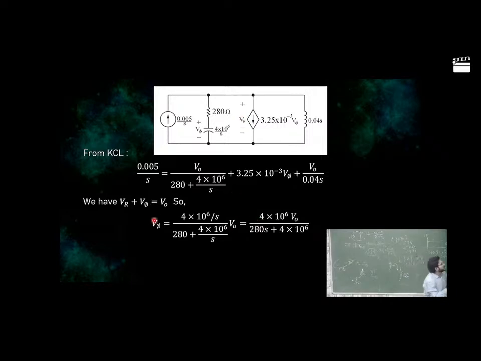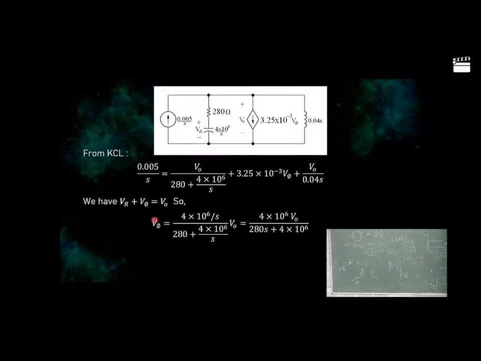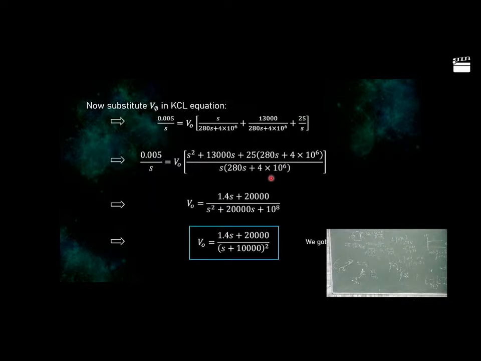Now you put the value of V5 in the original KCL equation, replace it here and here, and afterward, after taking V0 common, you get this expression: V0 equals 1.4 S plus 20,000 by S square plus 20,000 S plus 10 to the power 8. This is in the S domain, and the denominator can be taken as (S plus 10,000) whole square. Now I need to convert it into the time domain.